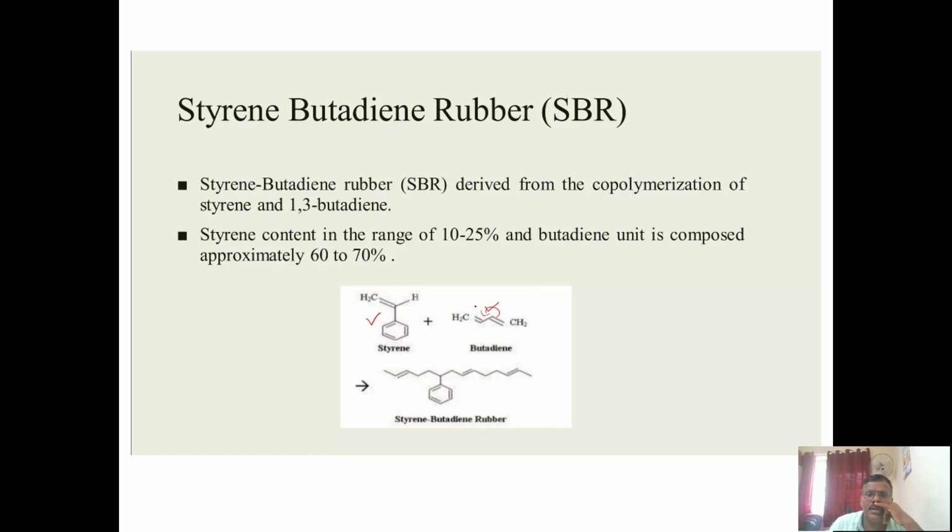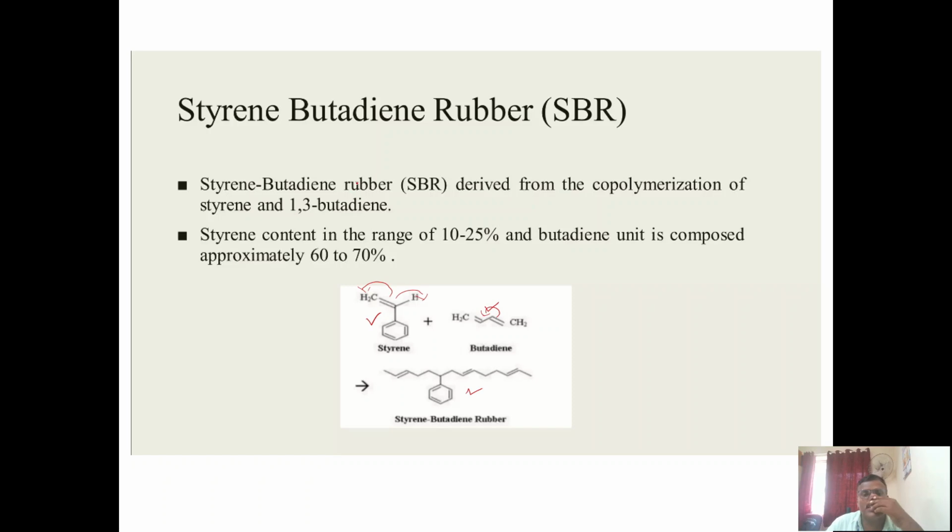And this bond will break. It will go here. It will come here. So here it will be a radical species, and these two radicals will combine. You get a bond. This is styrene butadiene rubber.